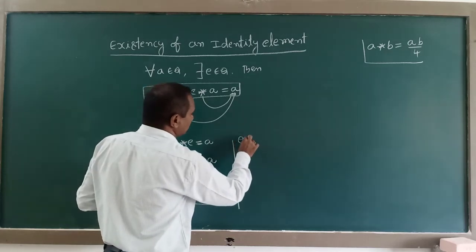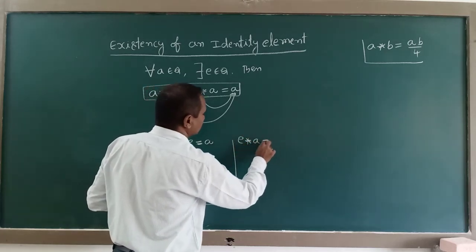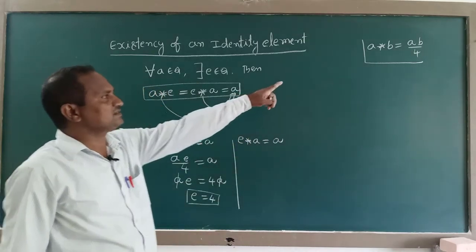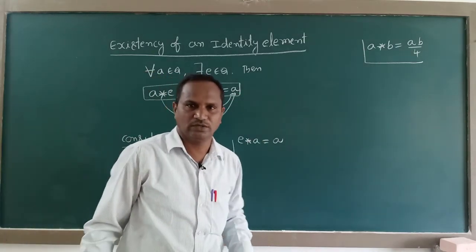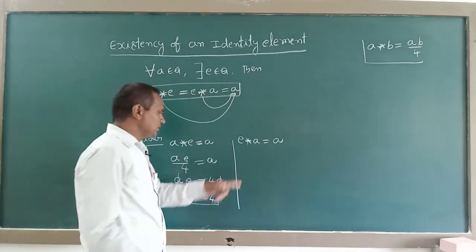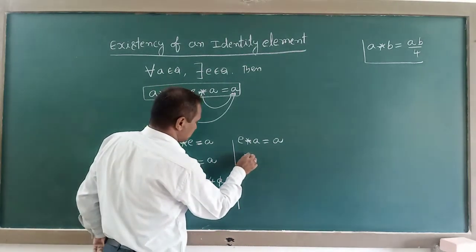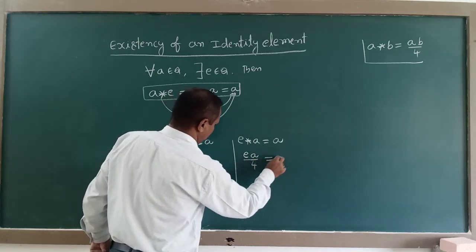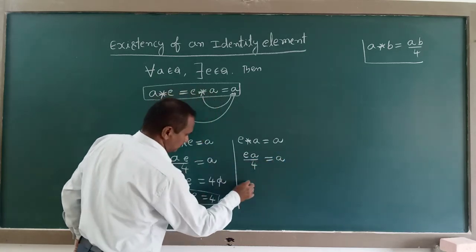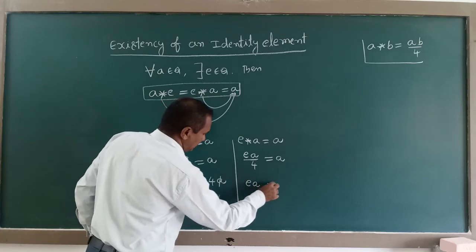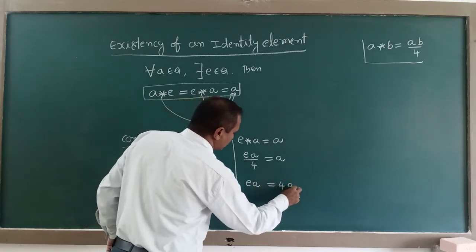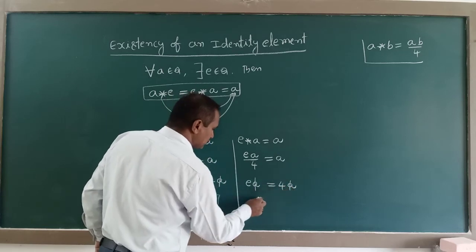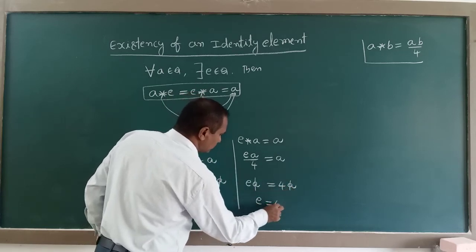In this case also we should get the same element. E star A is equal to A. The same definition you have to apply for this. What is the A star B definition? AB by 4. Then it becomes EA by 4 is equal to A. Taking cross multiplication, EA is equal to 4A. Now A gets cancelled. That's why E is equal to 4.